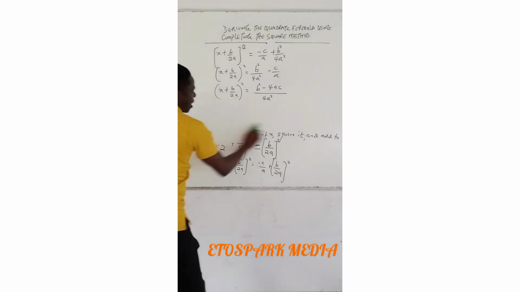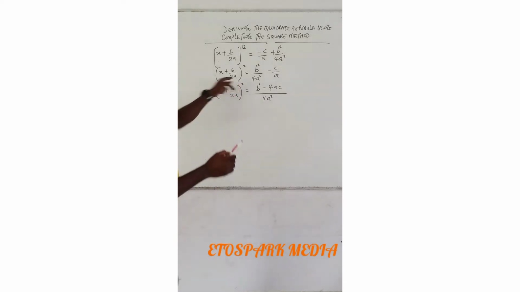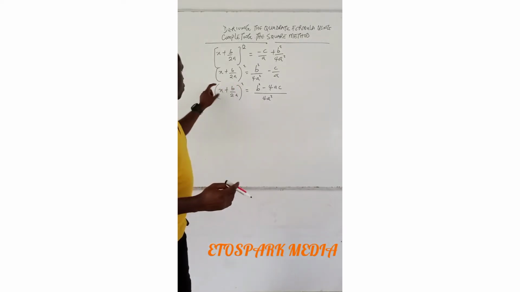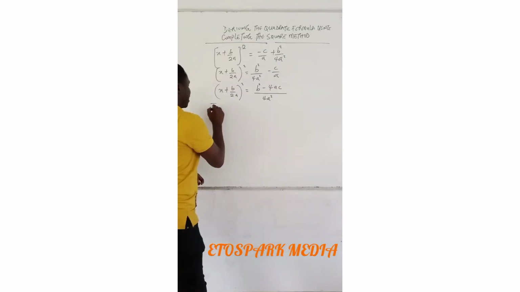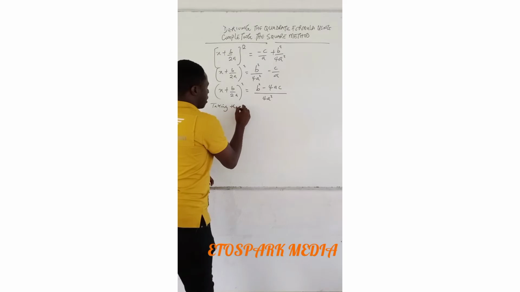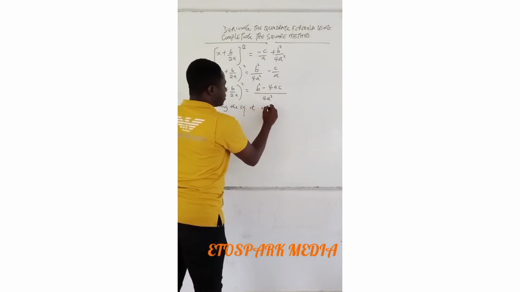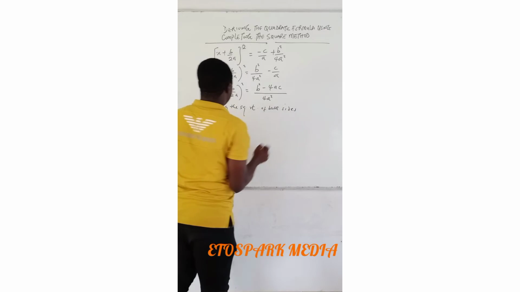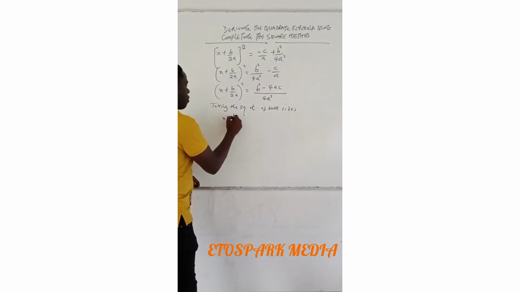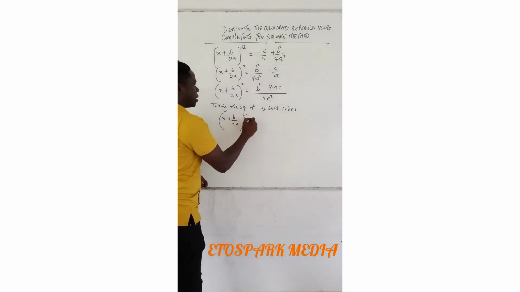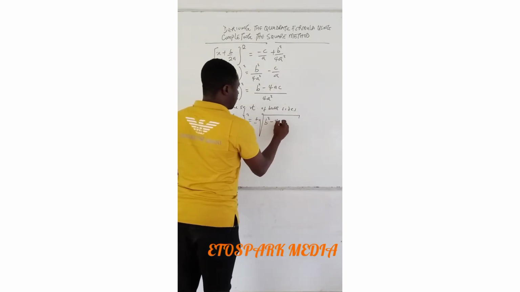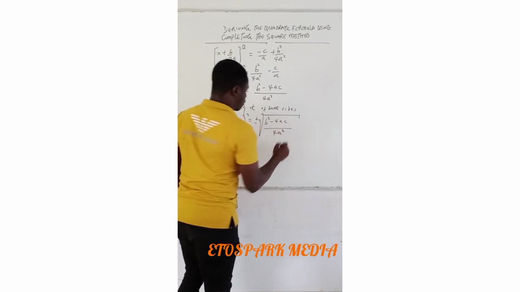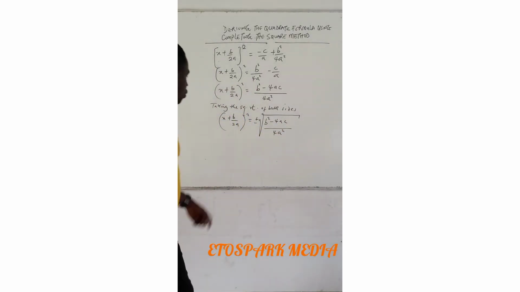And we can proceed from here by taking the square root of both sides to remove the square on this other side. By taking the square root of both sides, we'll have x plus b over 2a all squared is equal to plus or minus the root of b squared minus 4ac all over 4a squared. This is what we have now.